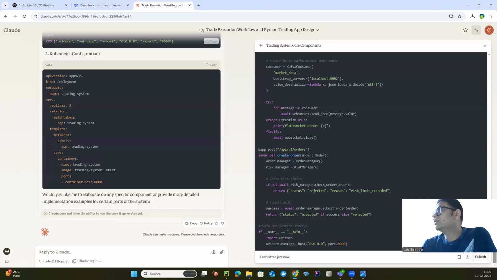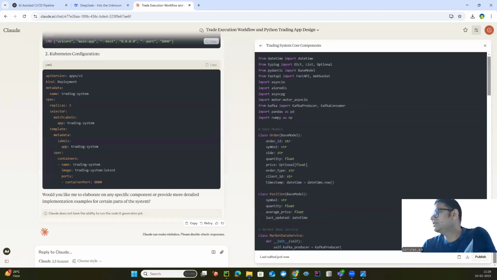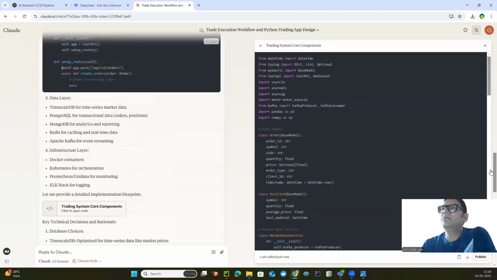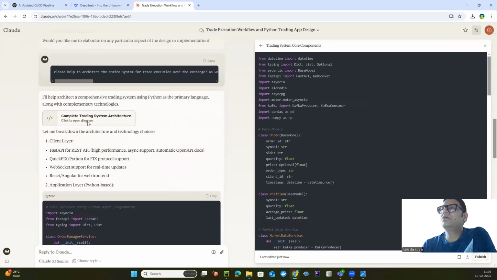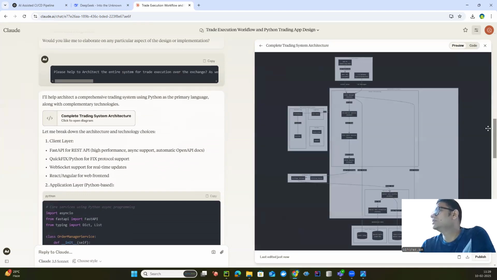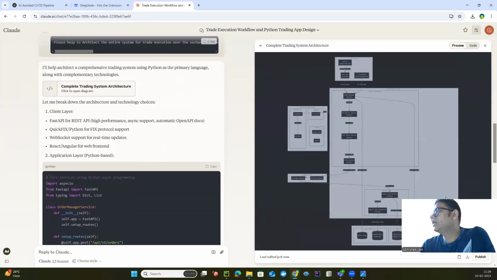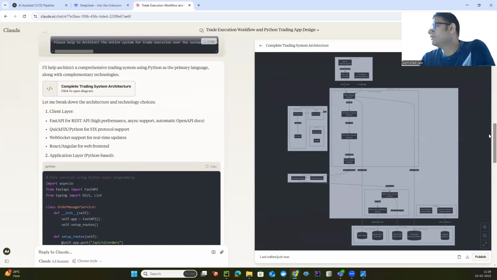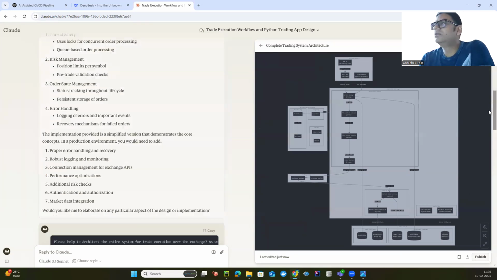Okay. So what we are seeing here is it also provides the code. But do we really need that code for now? Okay. This is how the complete trading architecture, this is how the flow will look from the architect perspective.